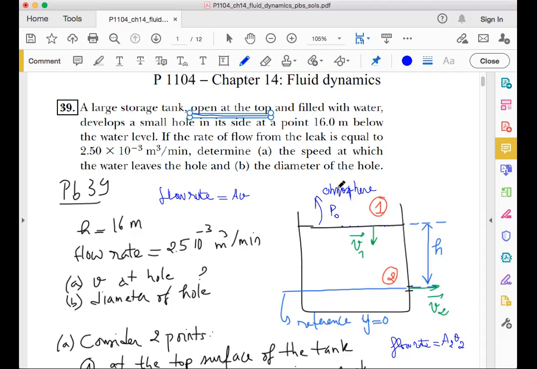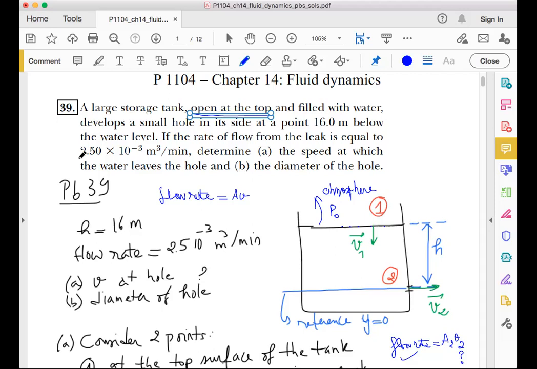For the first question, we cannot use the equation that the flow rate equals A2 multiplied by V2. We know the flow rate, and V2 is our unknown, but the problem is that A2 we don't know, it's also an unknown. So for the first question we cannot use the given information that the flow rate is 2.5 × 10^-3 cubic meter per minute. We have to find an alternative way to determine the speed.